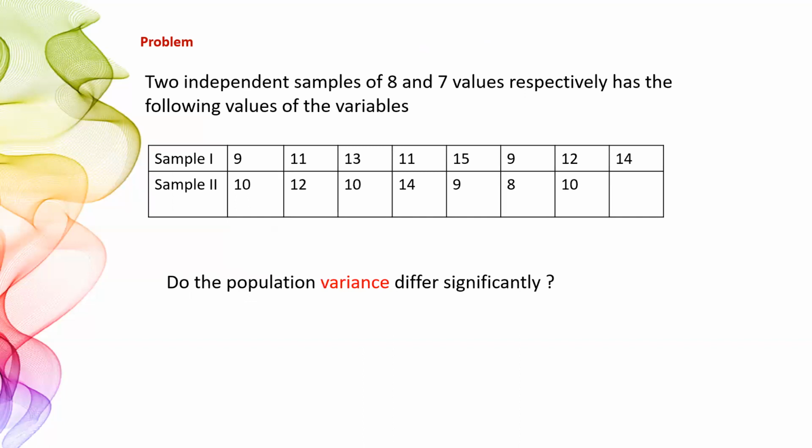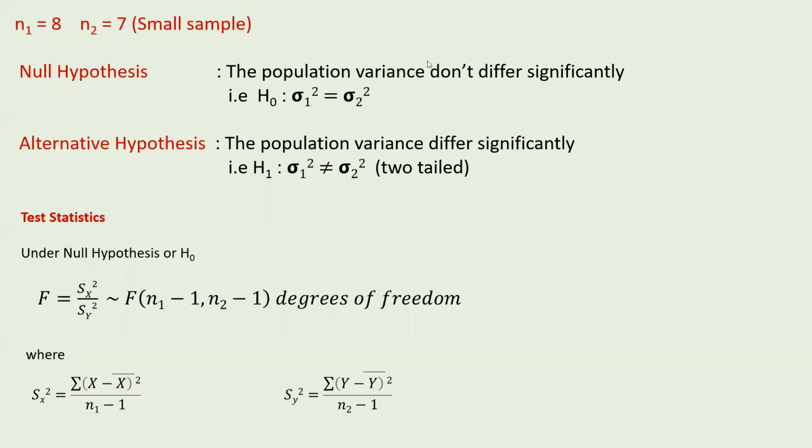The problem is: two independent samples of 8 and 7 values respectively have the following values of the variables. So here in the problem, sample 1 and sample 2 values are given to you. The question is, do the population variances differ significantly? As I have highlighted here, the population variance. So as the problem is for variance, we have to go for F-test.